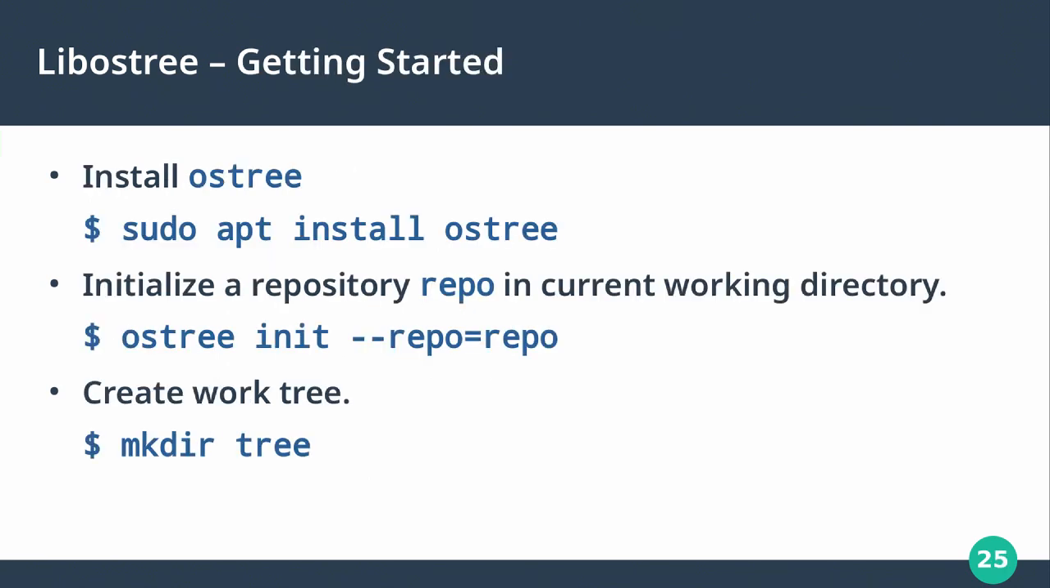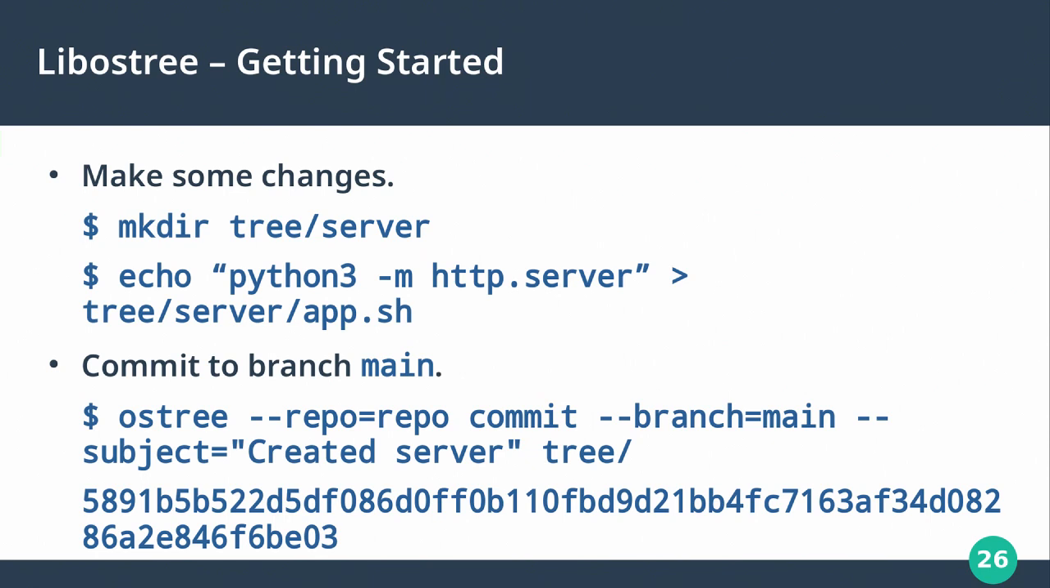First, you have to install OSTree. Since OSTree is available in Debian repos, it's an apt install away. After that, you create a repository. I'm creating a repo called repo. Then you make a working tree, which is the place where you store the files you want to keep track of. After that, you make the changes. I'm using Python's inbuilt HTTP server, and I'm storing that in the tree/server/app.sh file. Then I'm committing it.